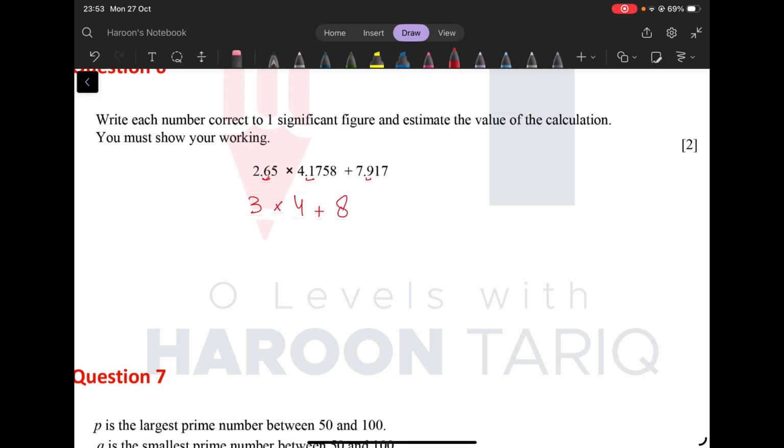This becomes 8. Now we need to do the BODMAS. We need to do the multiplication first. This would be 12 and 12. Then we add 8 to it. This becomes 20. This should be the answer. Next question.